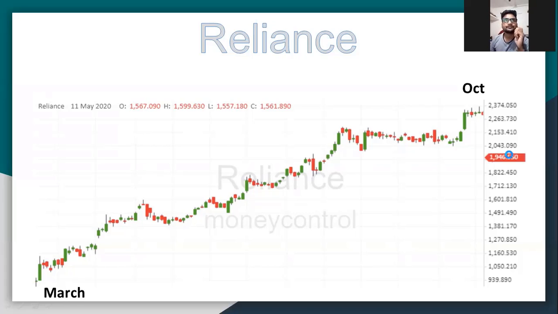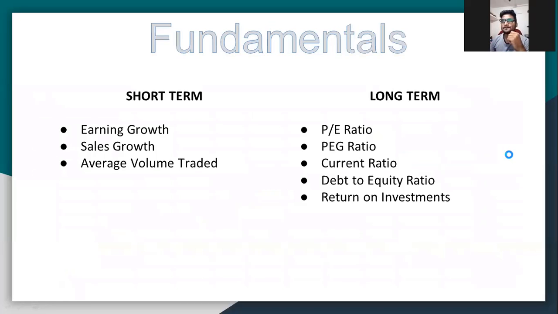And you can see that from March, it's starting from somewhere around a value of 939 and it's moving upward to 2200 plus, right? So this is a clear uptrend. This is a candlestick chart from Reliance Industries.